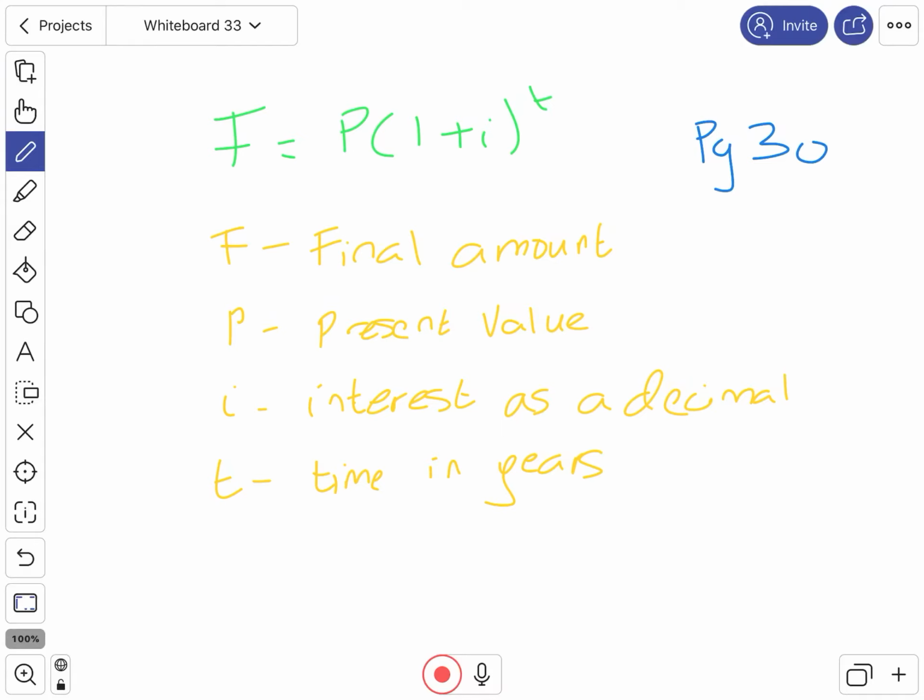P is the present value. It's the amount of money that you are putting into the account or into the investment at the start. I is the interest as a decimal, and be careful of that. That just means that we're going to have to write it as a decimal when we're given it as a percentage. And T is the time, and it's in years. So again, something to be careful of there. Make sure your time is in years.